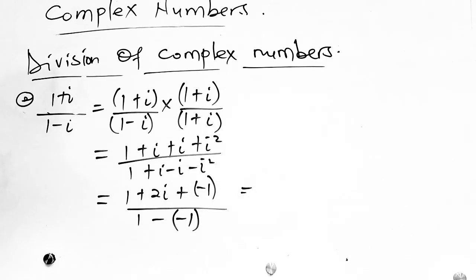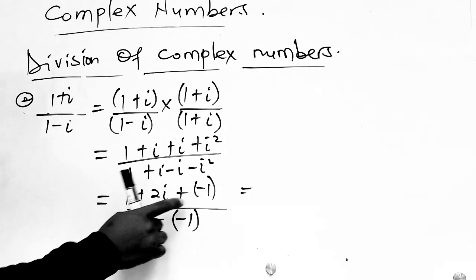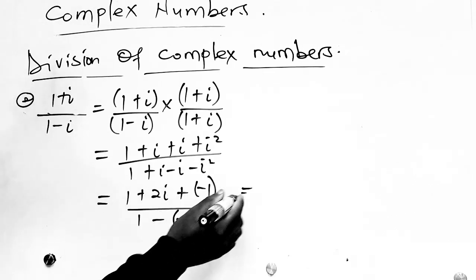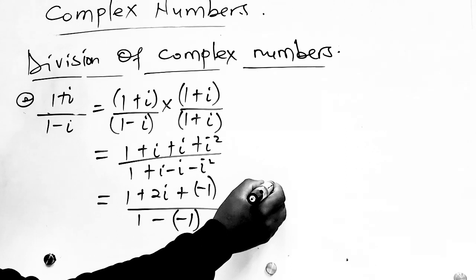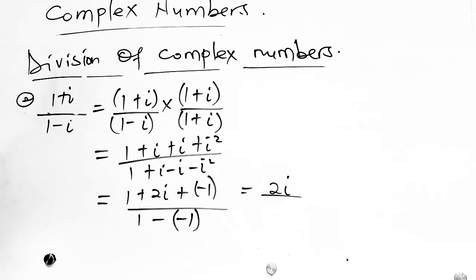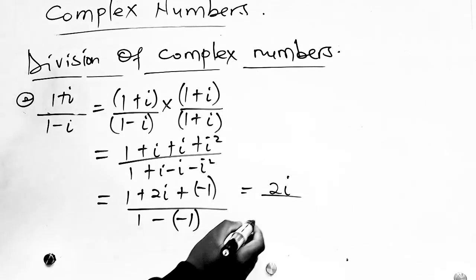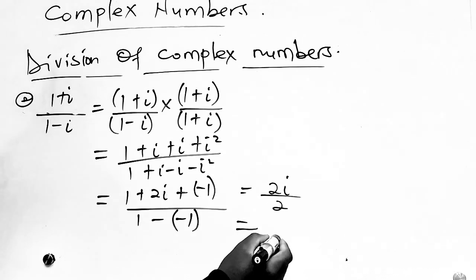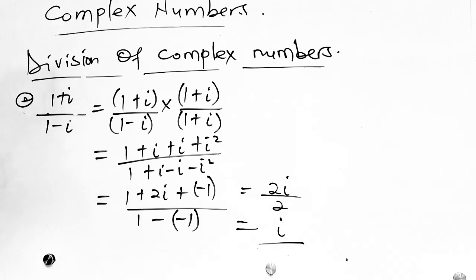So we can simplify it further: 1 minus 1 is equivalent to 0. So we'll be left with 2I on the numerator over 1 plus 1, which is equal to 2. So 2I divided by 2, it cancels out and we get 1. Then we're left with the answer being 1I, or just I.